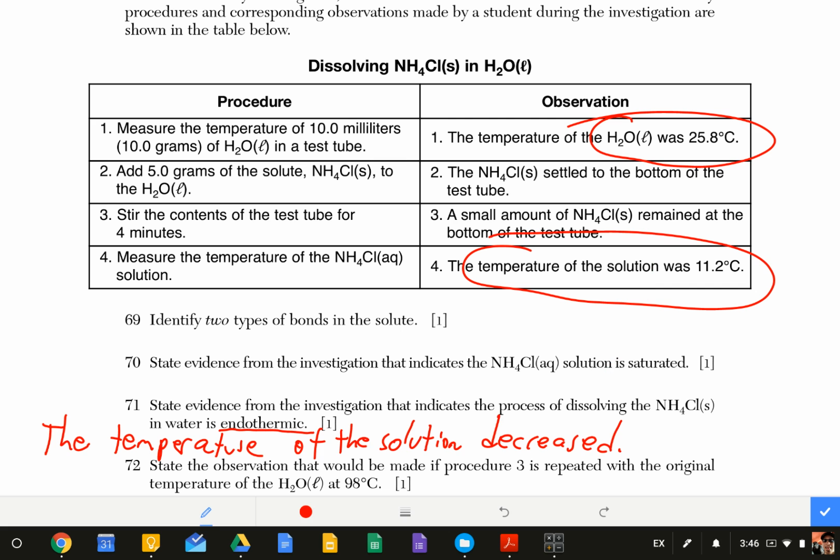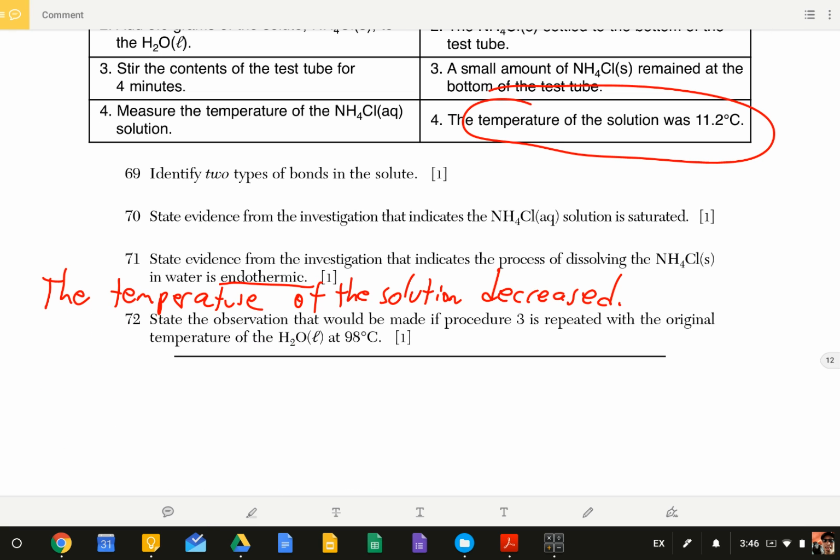Oops. Okay. One more question for this part. 72 says, state the observation that would be made if procedure 3 is repeated with the original temperature of the liquid water at 98 degrees Celsius.